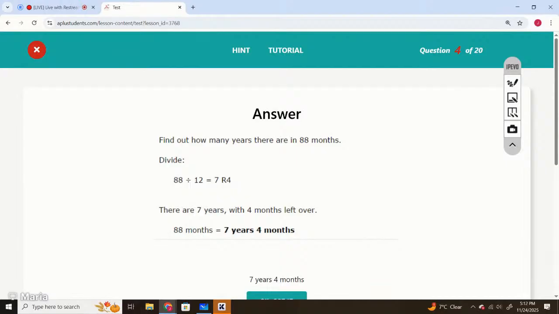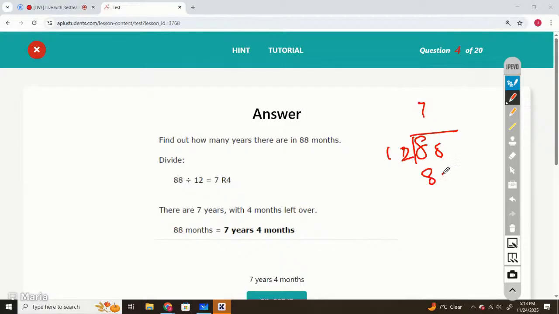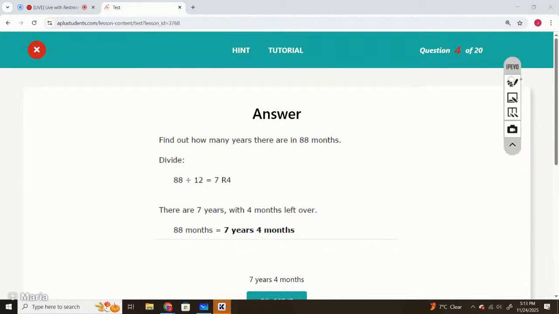Find how many years there are in 88 months. So divide 88 by 12. 12 times 7 is 84. So we have 7 years and 4 months. That is 7 years and 4 months.